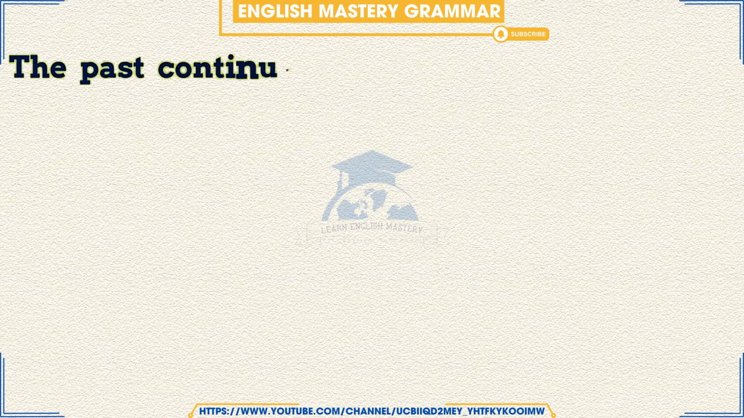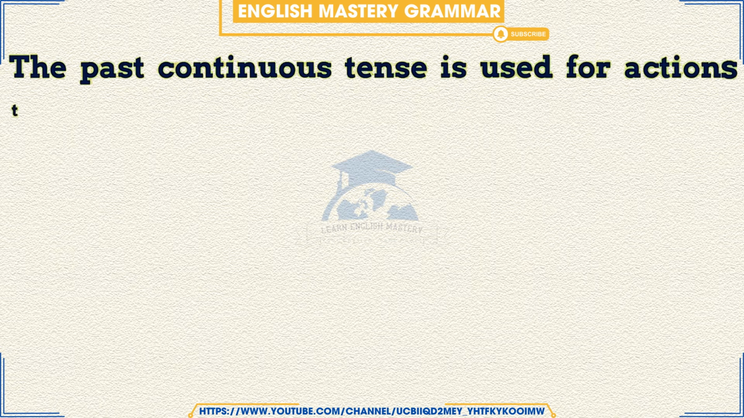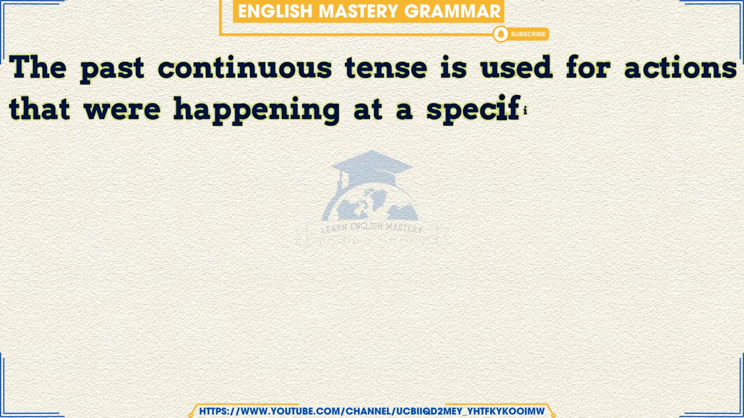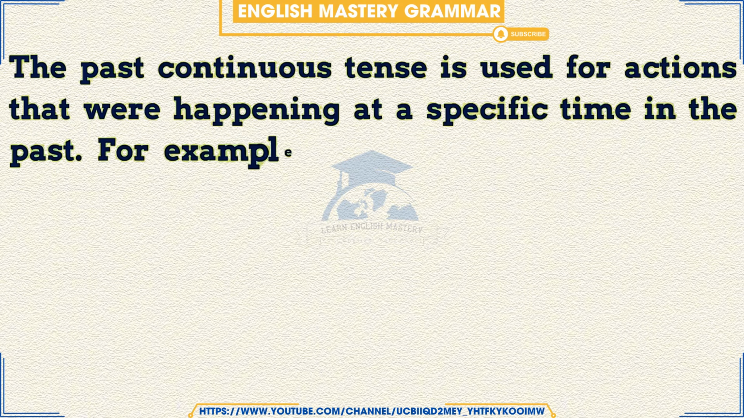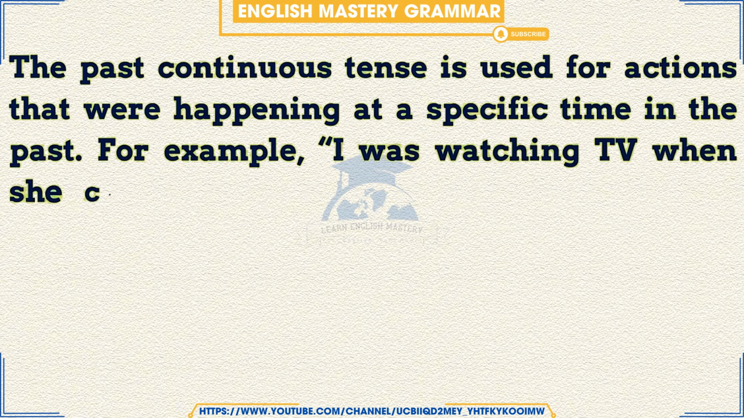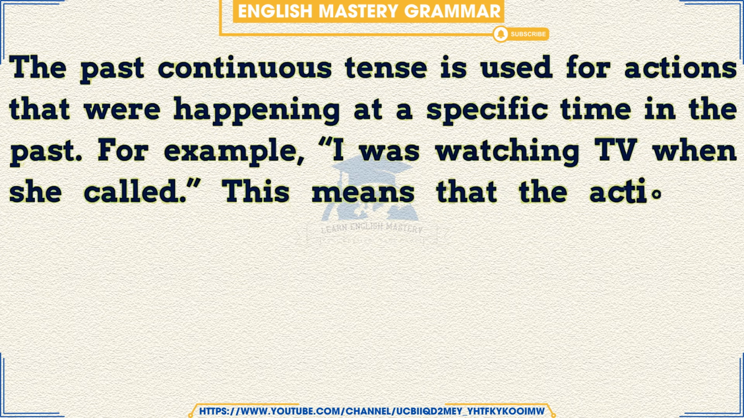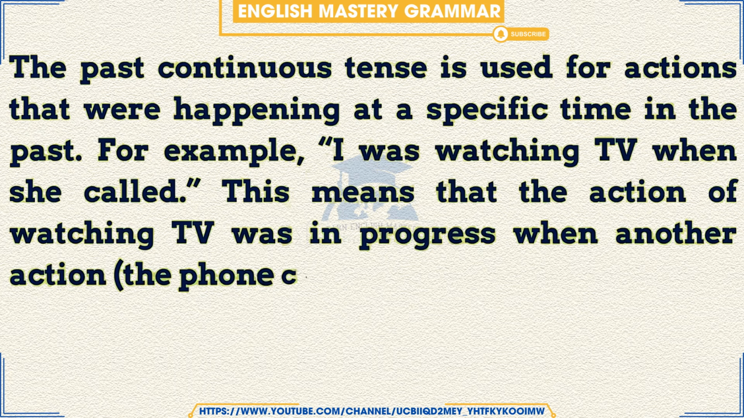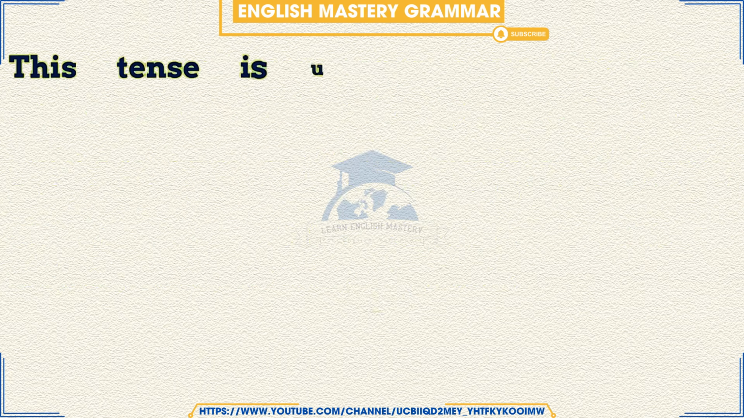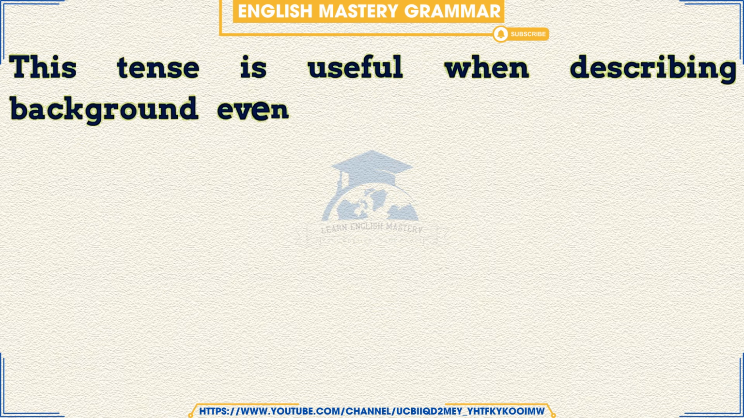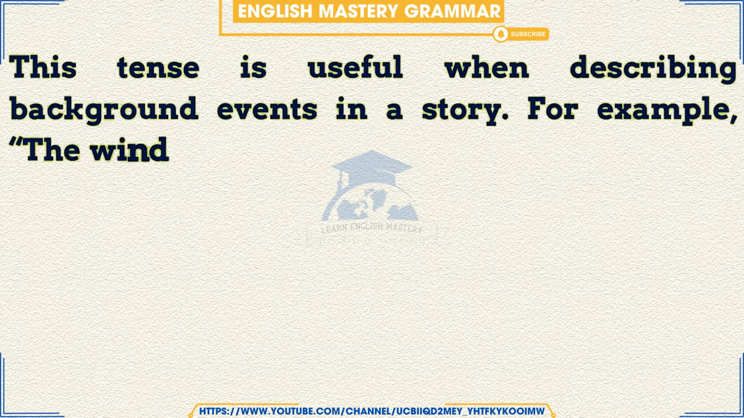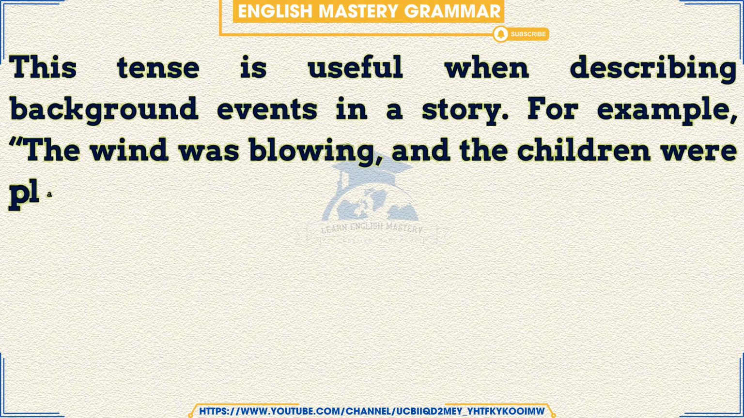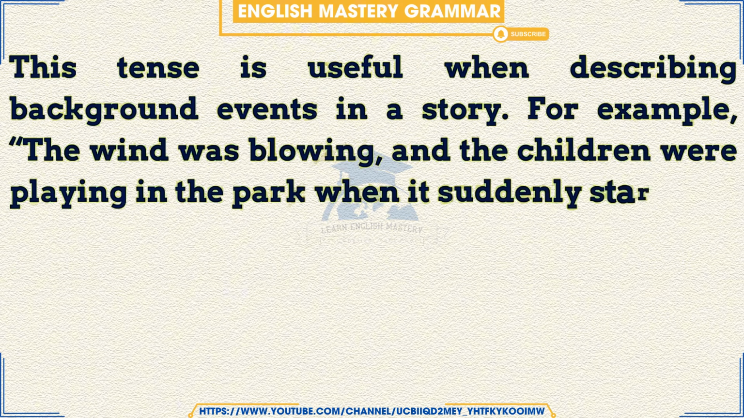The past continuous tense is used for actions that were happening at a specific time in the past. For example, "I was watching TV when she called." This means that the action of watching TV was in progress when another action, the phone call, happened. This tense is useful when describing background events in a story. For example, "The wind was blowing and the children were playing in the park when it suddenly started to rain."